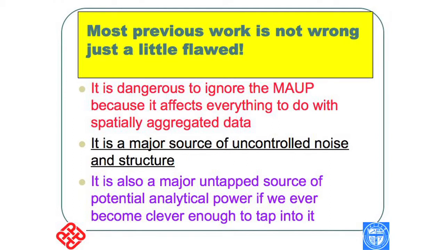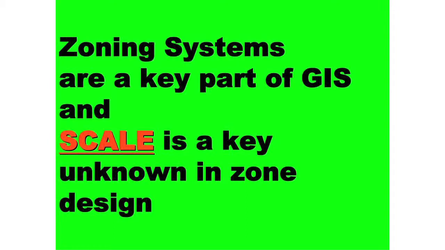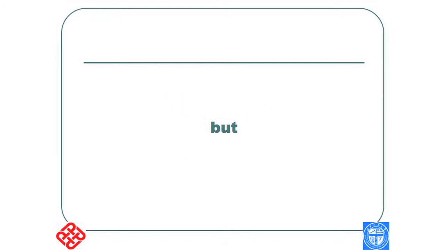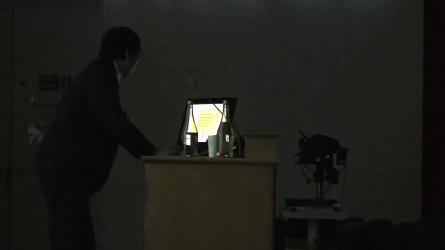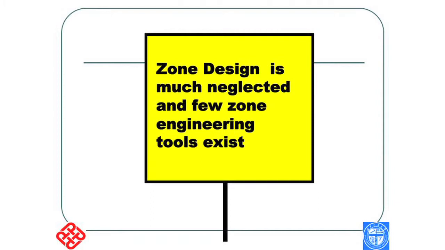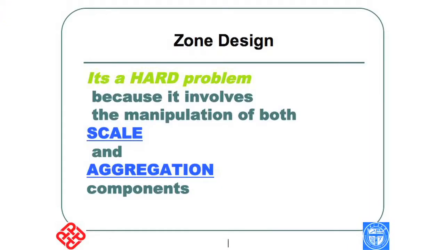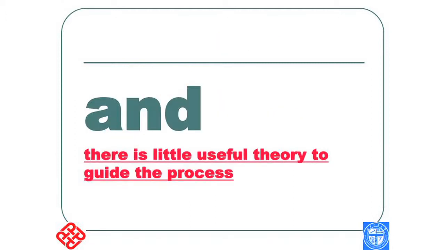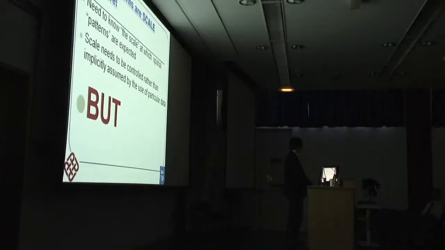And of course, he said that the zoning system is a key part of GIS, and scale is a key unknown in the zone system. But, a big but, zone design is much neglected, and few zone engineering tools exist. And it's a hard problem because it involves the manipulation of both scale and aggregation. And there's little useful theory to guide the process. Spatial patterns are scale sensitive.